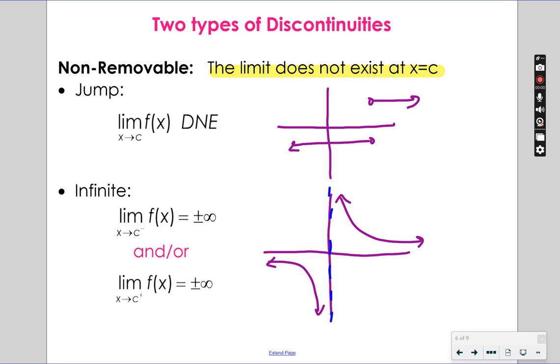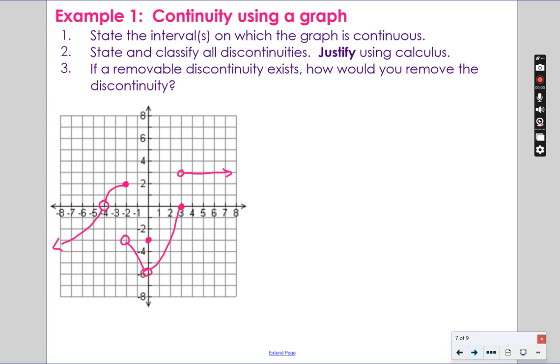All right, ready? Let's do a problem. So we're going to use this one graph to answer these three questions. By the way, this is exactly what your homework looks like, so you're going to have the same three questions in your homework tonight. First it says state the intervals on which the graph is continuous. Let's do that first.